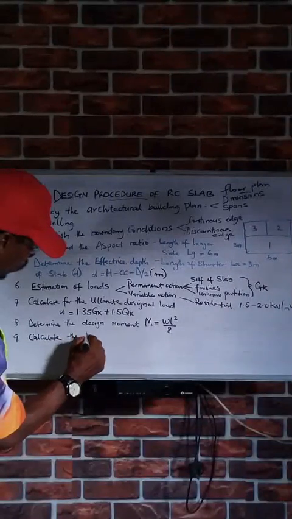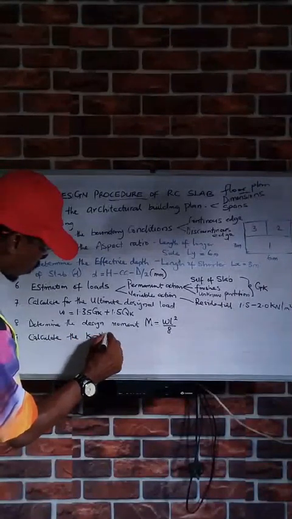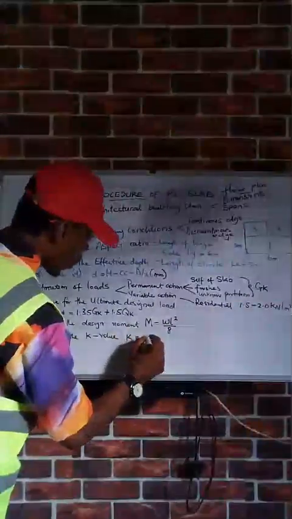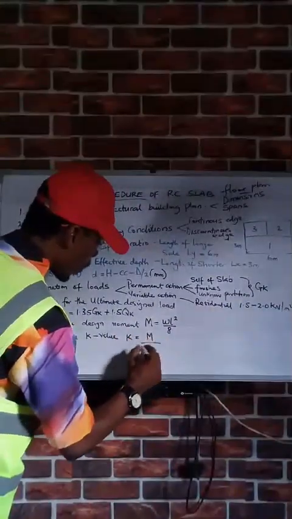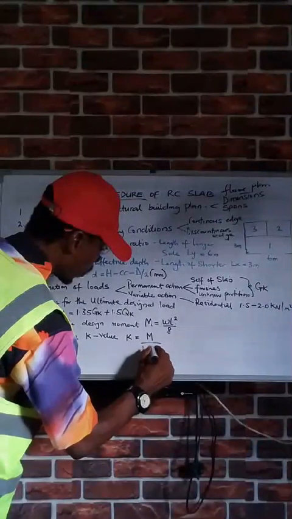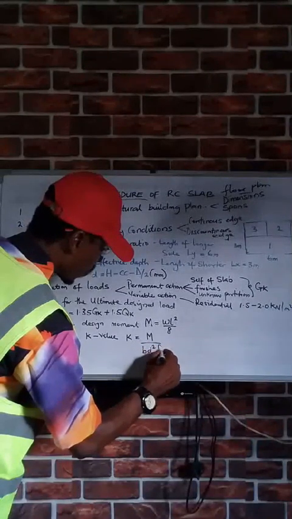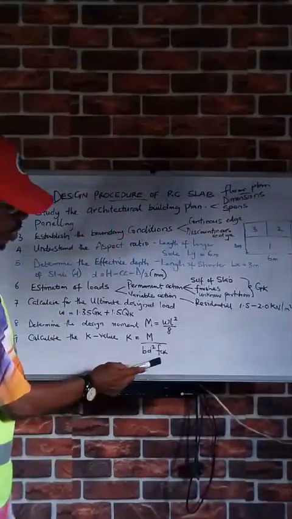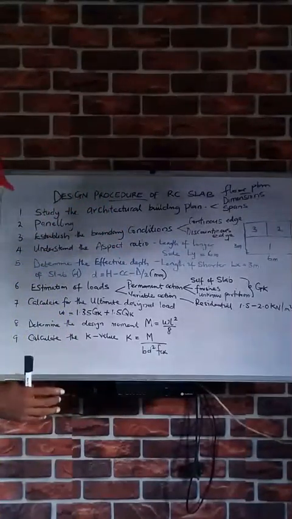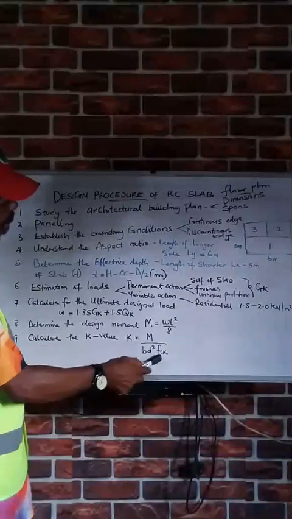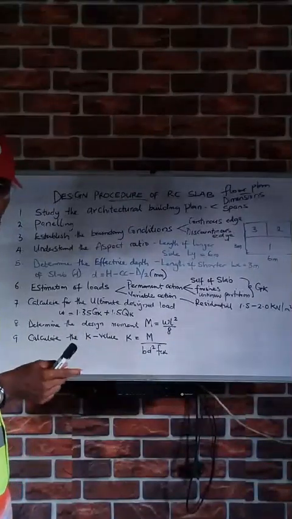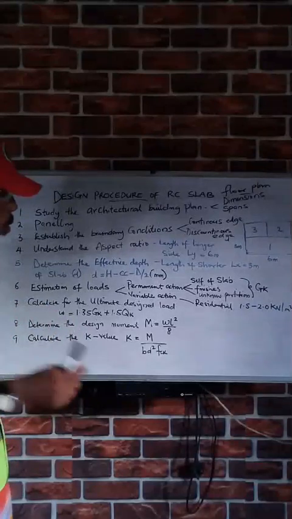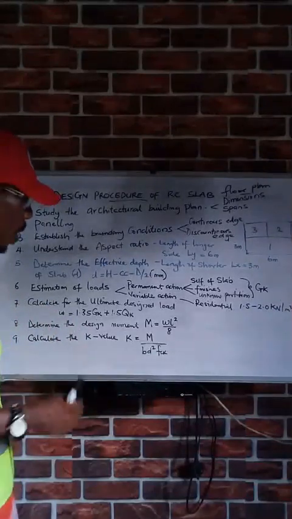Alright, so once you're done with that, the next thing you're going to do is to calculate the K value, and your K value is equal to your moment divided by B D squared FCK. Now FCK is the characteristic strength of concrete. In BS code, it is usually FCU, but in Euro code it is FCK. So take note of that.